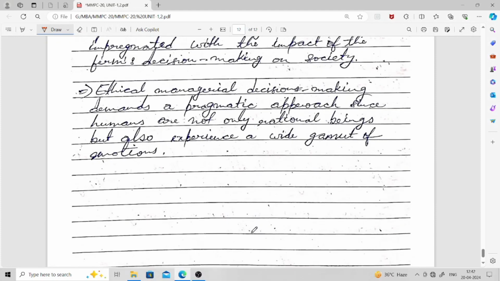Ethical managerial decision making demands a pragmatic approach. What does it demand? A pragmatic approach, since humans are not only rational beings but also experience a wide gamut of emotions. So that's why ethical managerial decision making should be pragmatic, because we have both emotion and experience.